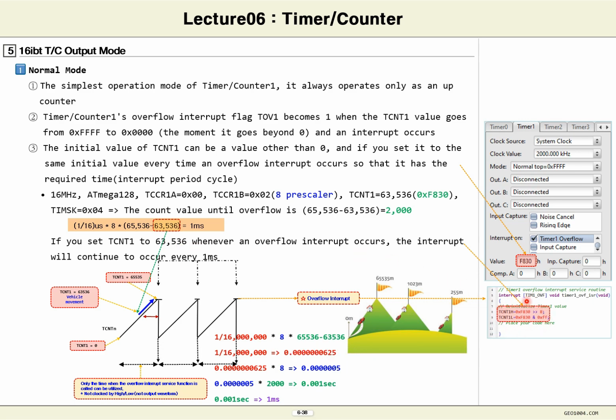So as you can see, first shift 0xF830 from high to low bit by 8 bits and record it. After that, you can immediately record the lower 8 bits in TCNT1L. The specific period calculation formula is, as you can see, it's like this. You can calculate this equation yourself using a scientific calculator, so we get 1 millisecond. Up to this point, we have looked at normal mode.